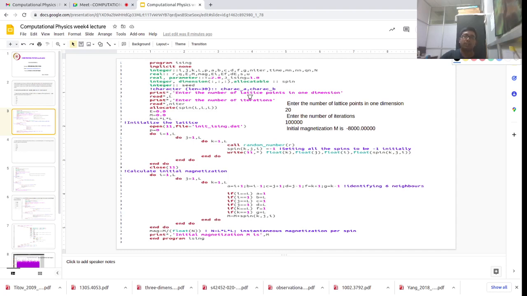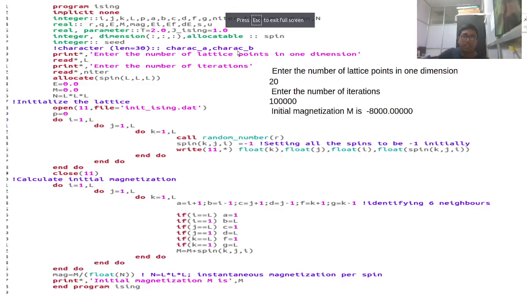Is this code visible, right? Hello? Sir, it is visible. Yeah. Okay.